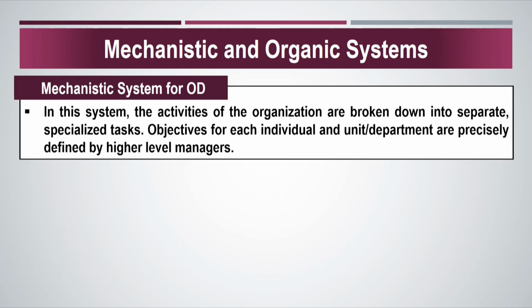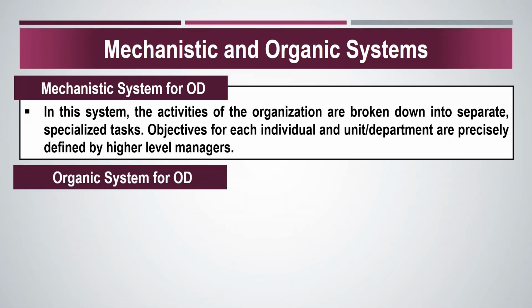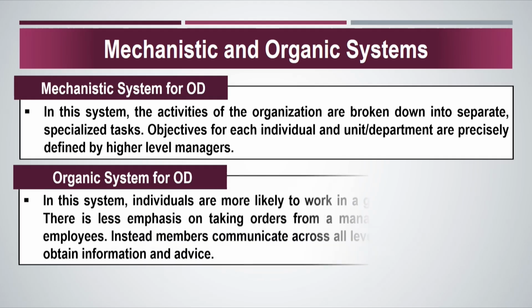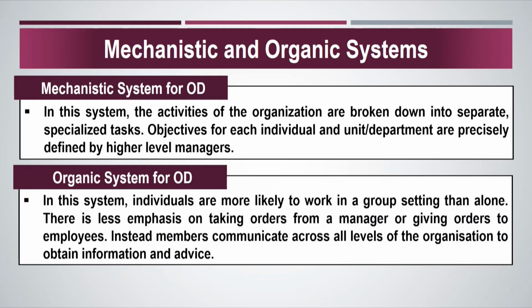On the other hand, under organic system for organization design, individuals are more likely to work in a group setting than working alone. There is less emphasis on taking orders from a manager or giving orders to employees. Instead, members communicate across all levels of the organization to obtain information and advice. Mechanistic system best suits a stable environment. On the other hand, organic system of organization design best suits a turbulent environment.